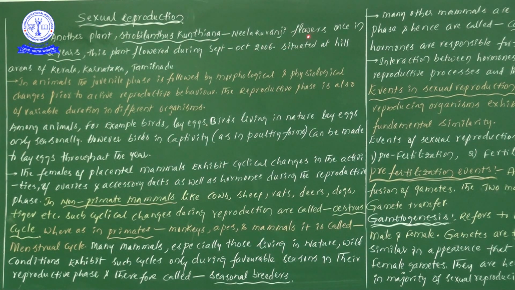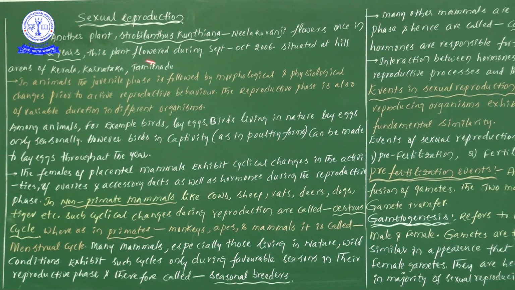This Nela KURINJI plant produces flowers once in every 12 years. The plants generally flower during the September to October months. We have recorded the flowering of Strobilanthus kuntiana in 2006. So 2006 plus 12 years later, and likewise, after every 12 years, we can definitely see the formation of flowers.